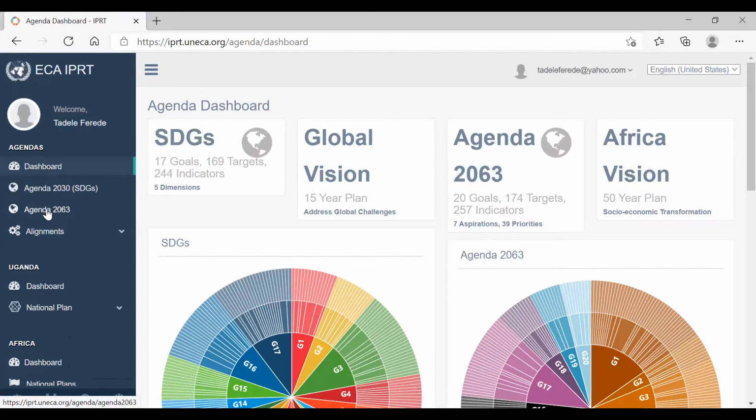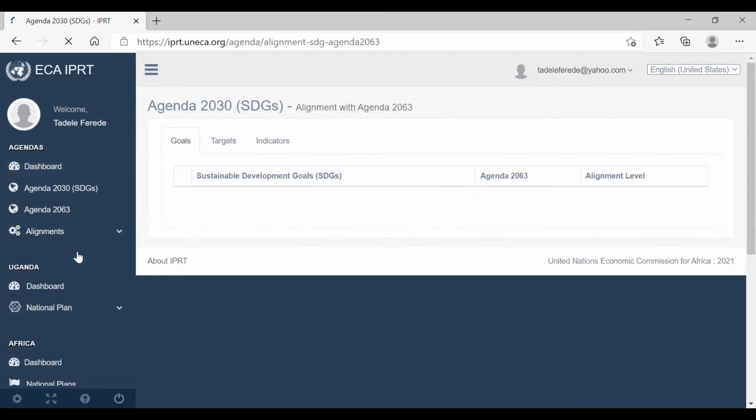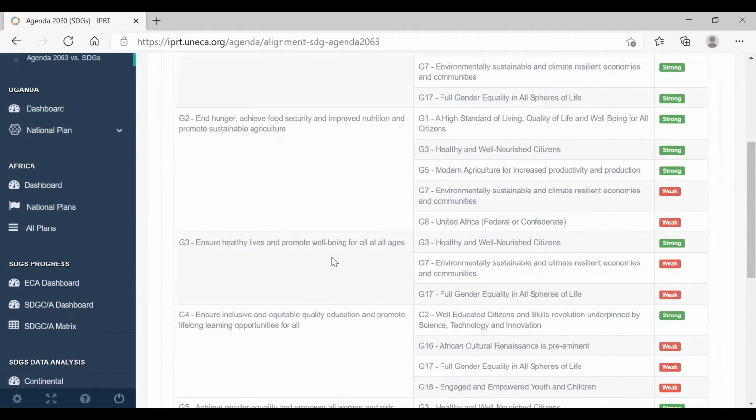Now, the next task is, are there commonalities between SDGs and Agenda 2063? Which goals are aligned? Which targets are aligned? Which indicators are aligned? So let us look at the alignment. Here you have a menu called alignment. Click alignment. If you click alignment, then SDGs versus Agenda 2063. Click that one. If you click this one, you can see here.